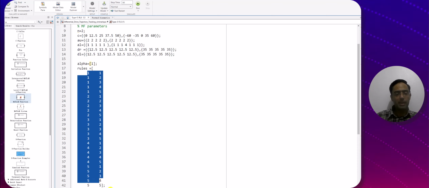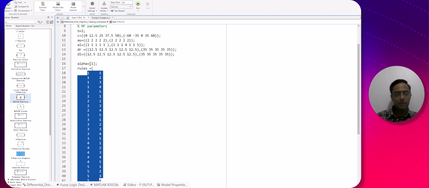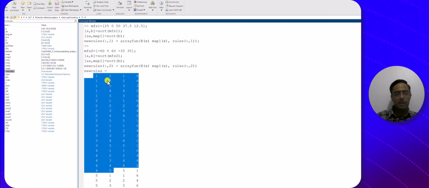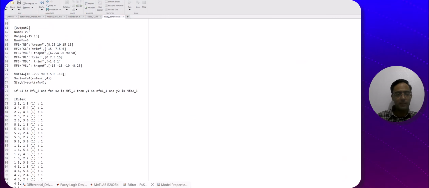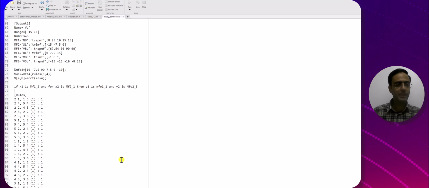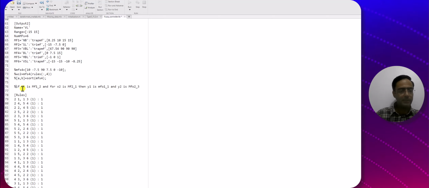This is the updated rules. We saw here, this is the rules. Let me show you this rule in the command video. This is just for the antecedent part, we don't need to write the consequent vector here. So now let's see what we need to do for the consequent parameters.